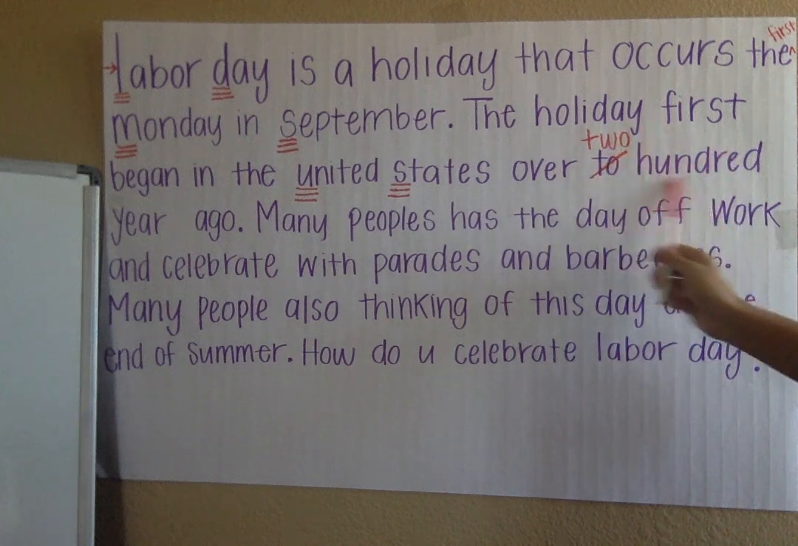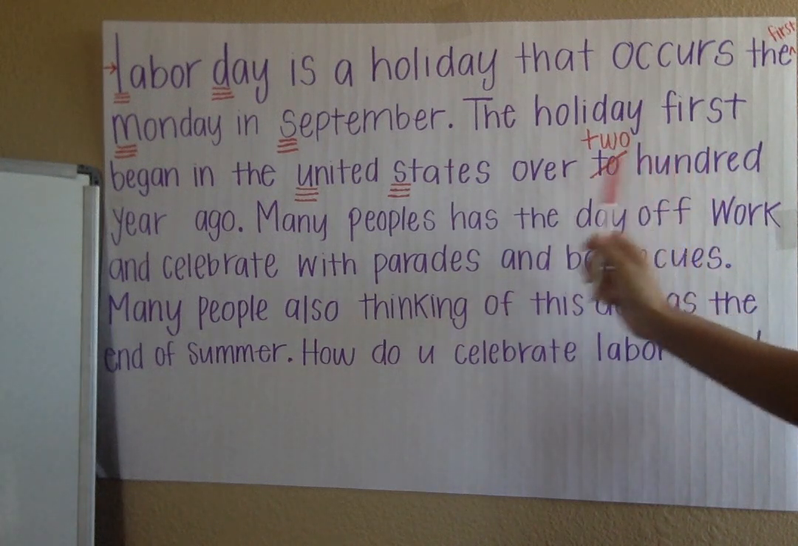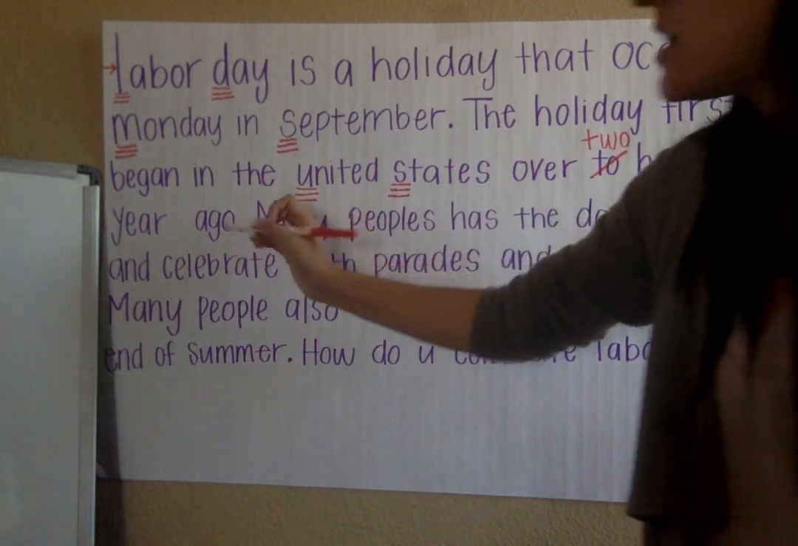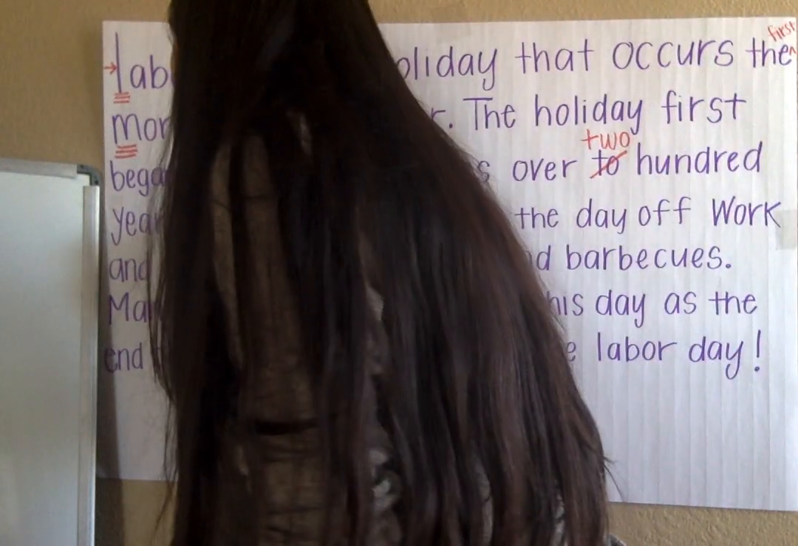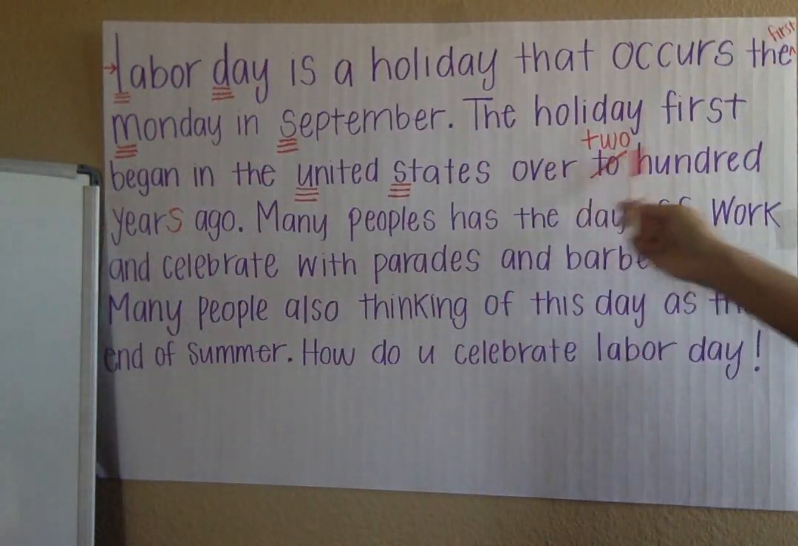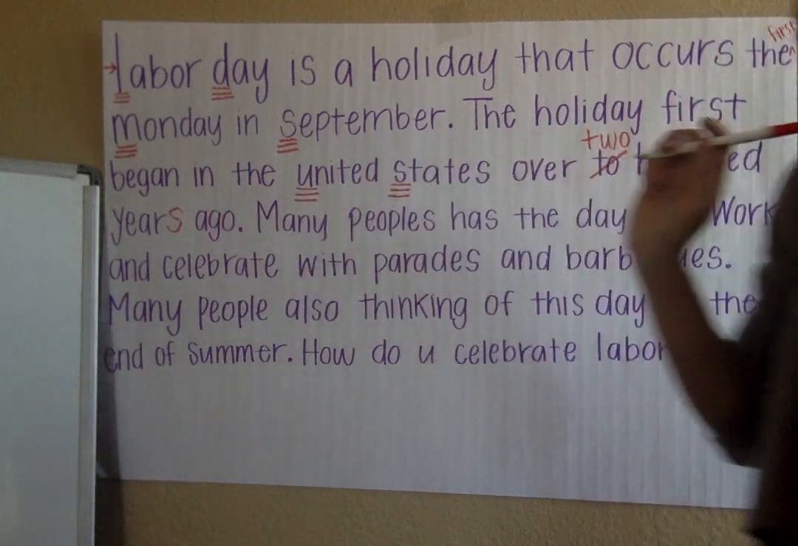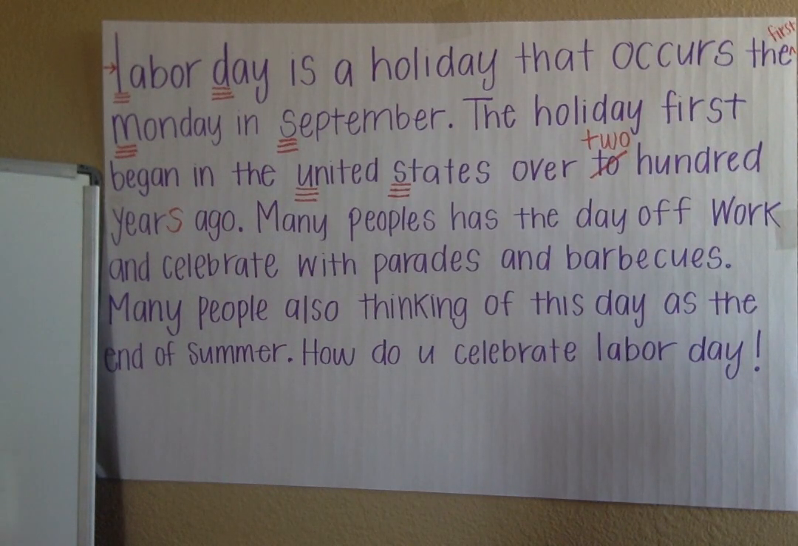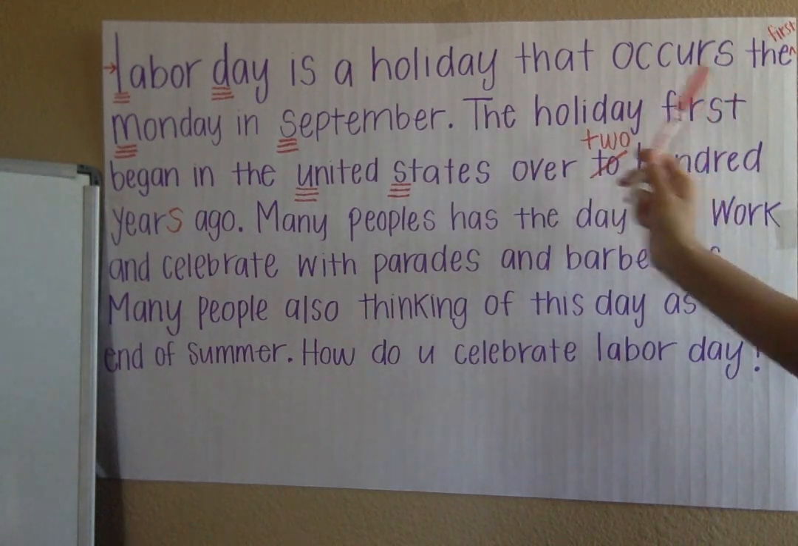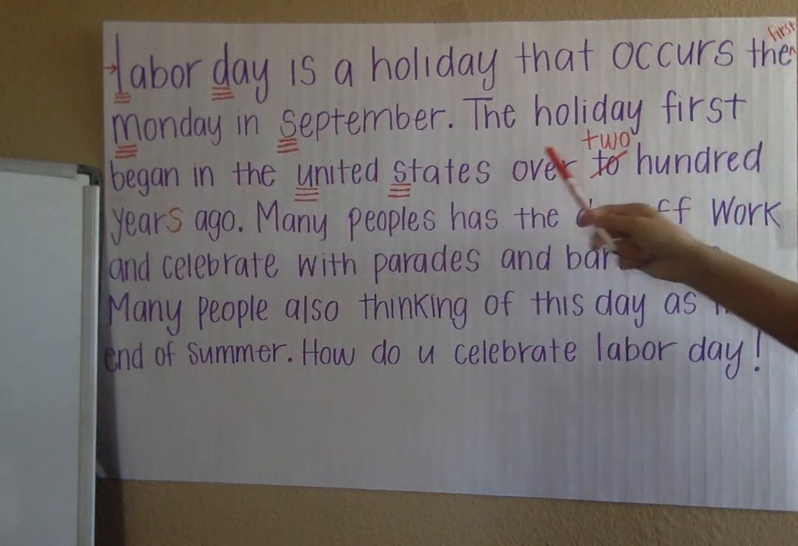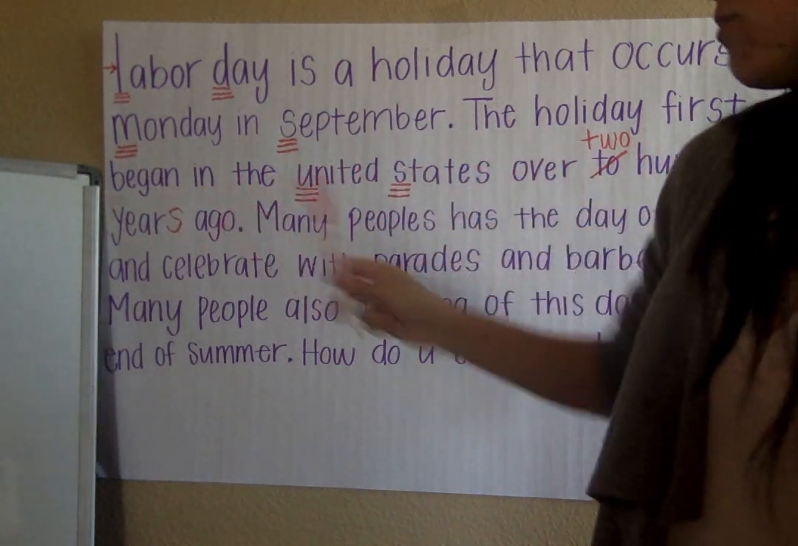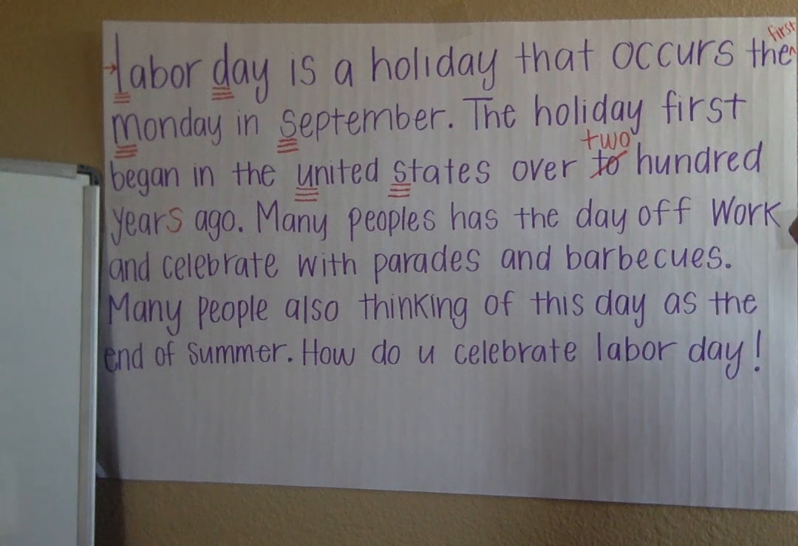200 means that there's more than one. So that means year needs to be plural, and I need to add an S. 200 years ago. So I'm going to read it again to make sure it sounds correct. The holiday first began in the United States over 200 years ago. Okay, perfect. Now it sounds much better.